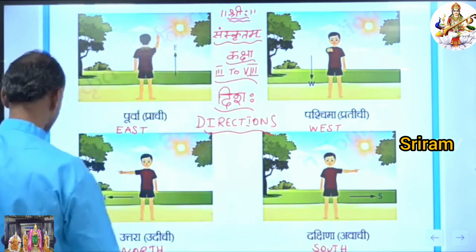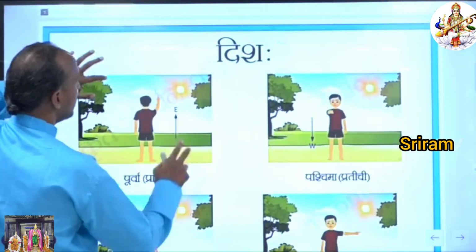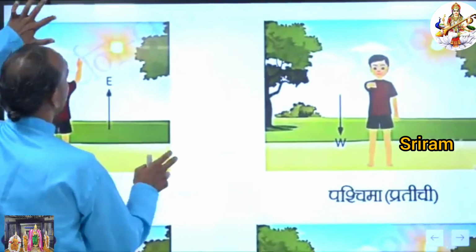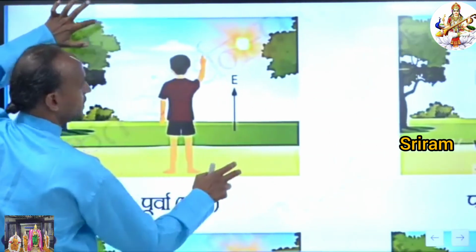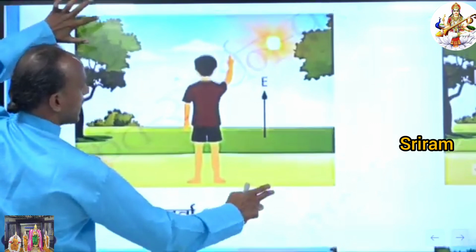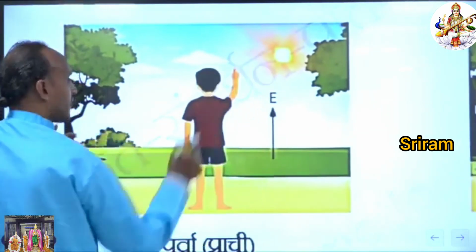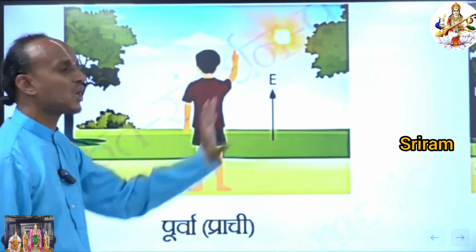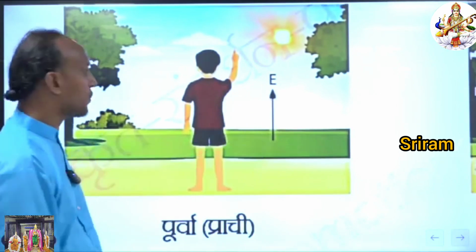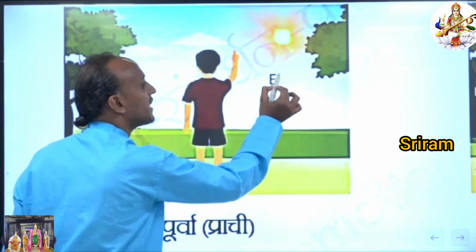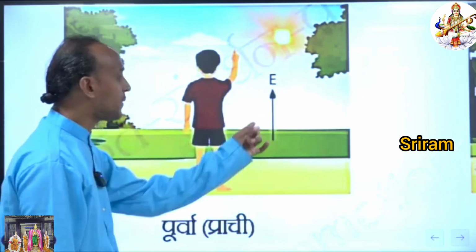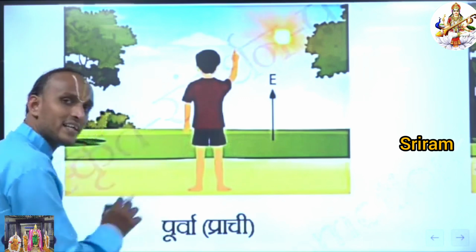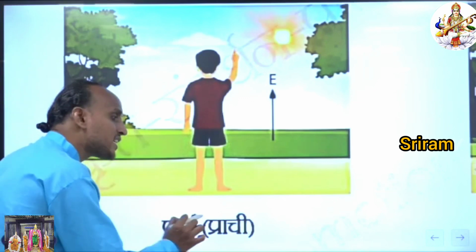Listen here. Here is a boy. He is showing something, right? Listen here. First, the boy is standing and showing the sun, right? In the morning time. Okay. So this is called east direction. You can see the letter E, followed by this arrow mark. East direction. Purvadik or Prachidik.